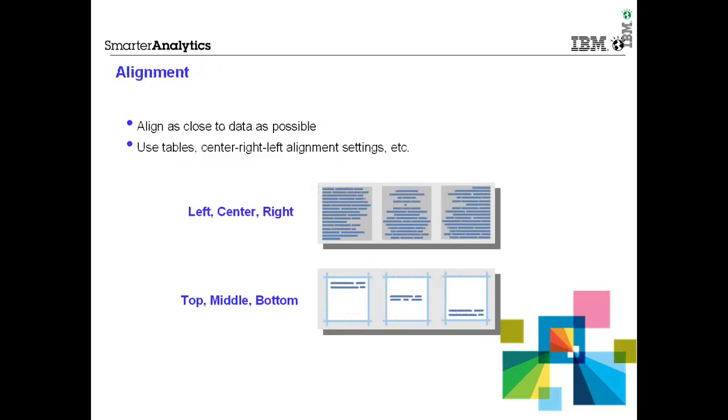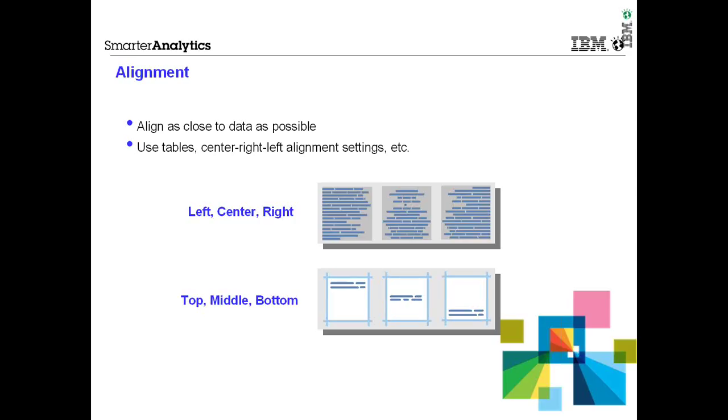Alignment. Always set alignment because it is better for the end user experience. And there are two different alignments which Cognos offers. One is the horizontal alignment and another is the vertical alignment. One thing that you should keep in mind is that you should always align as close to the data as possible. For instance, if you want to place a chart at the center of the report, you will have to set the alignment properties to the table or to the block in which the chart is placed.